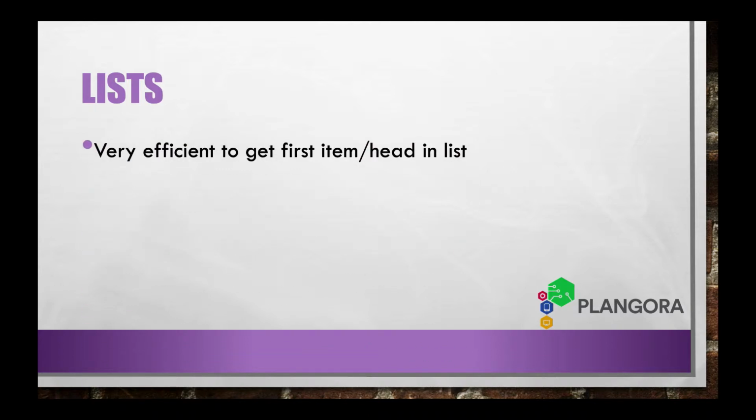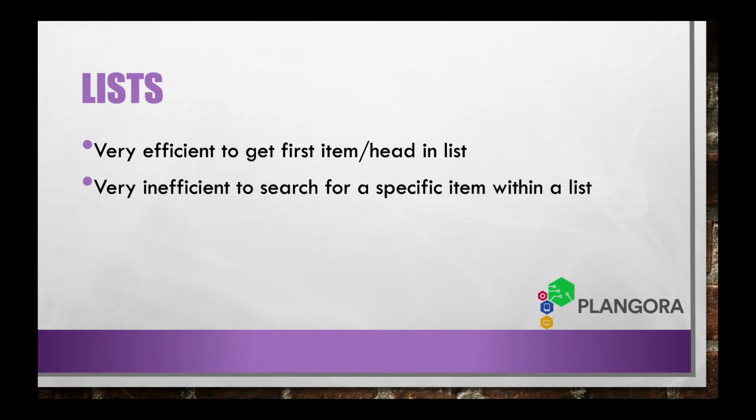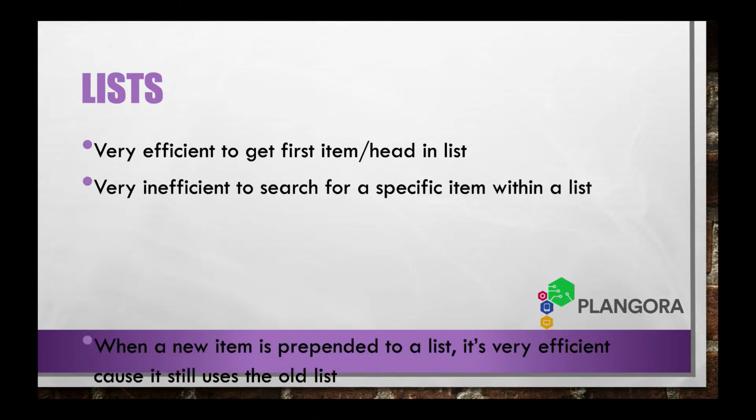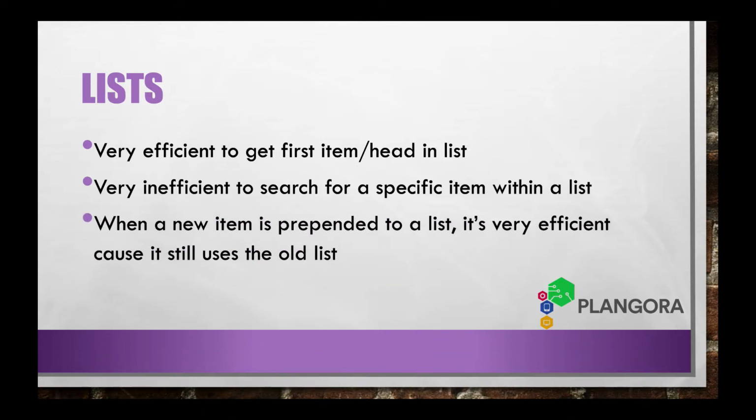Like I've just mentioned, they're very efficient to get the first item, or what we call the head in the list, but they're not efficient to get the very last item. Because of this, they're very inefficient when you try to find a specific item within the list, because you have to literally go through from the beginning to the end until you find that item. When a new item is prepended to a list, they keep the original list that was already there, and they just add another item to it and point the head to there. So it's actually quite efficient to build up a list.